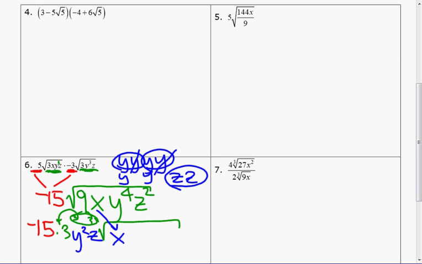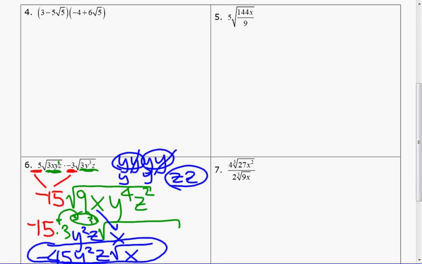And then we simplify, multiply the numbers you can. So whatever's left on the outside, you're going to multiply them, and then whatever's left on the inside, you're still going to multiply them. So negative 15 times 3 is negative 45. Then we have a y squared, and we have a z. And then inside the radical, we have an x. And then that's our final answer. Negative 45 y squared z times the square root of x.